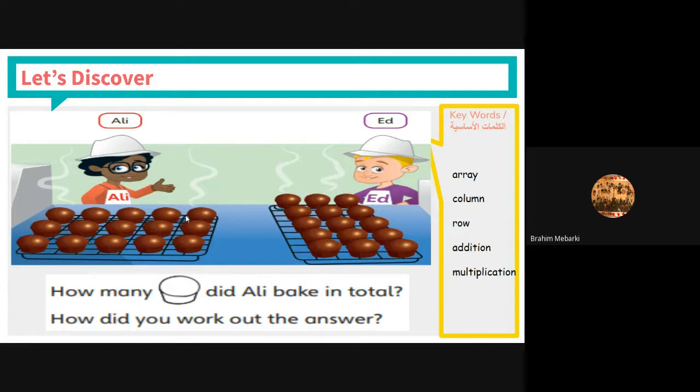Find how many cupcakes Ali baked in total. How many cupcakes did Ed bake in total? And show me how you found it. Which method or which operation did you use? Did you use repeated addition? Did you use a multiplication statement? Did you arrange them in arrays and count the total?